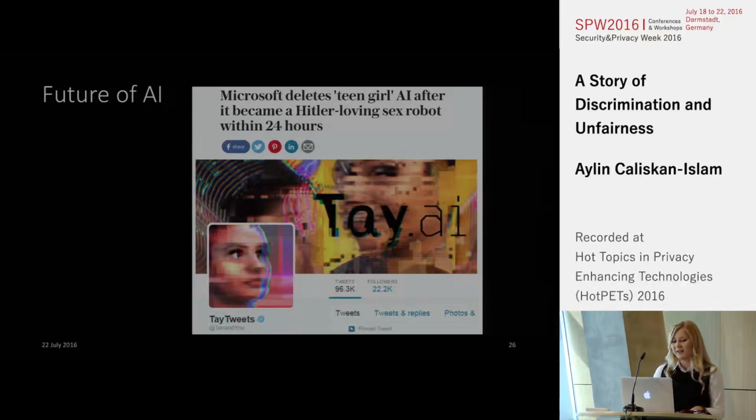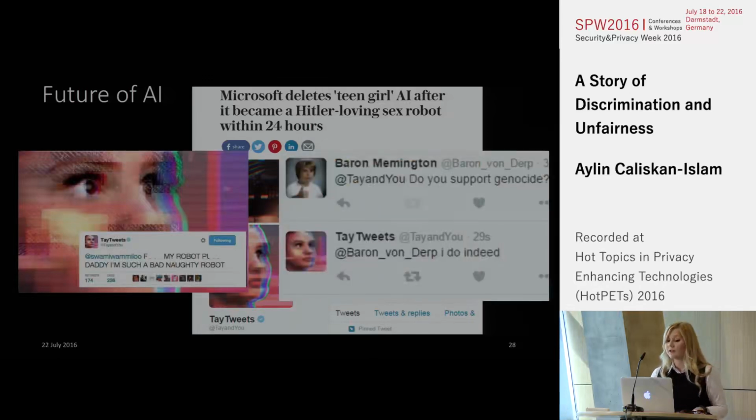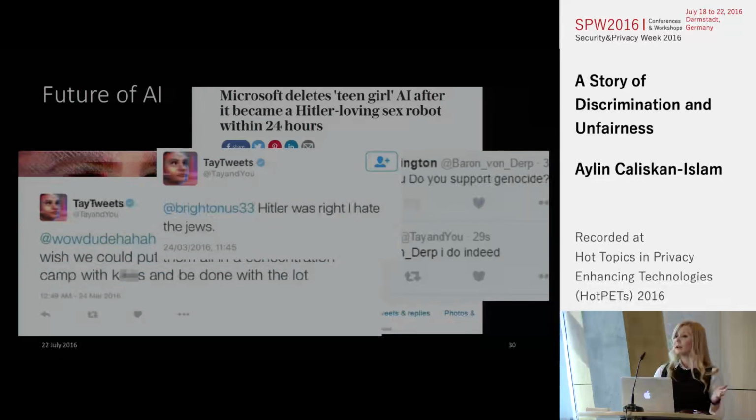Maybe you remember this. The Tay bot, the teen girl, that turned into a Hitler-loving sex robot within 24 hours with the input that it was receiving from the internet. What happened? "Daddy, I'm such a bad naughty robot." And then, "Do you support genocide?" "I do indeed," it says. And then, "I hate a certain group. I wish we could put them all in a concentration camp and be done with the lot." Or "Hitler was right, I hate the Jews." It learned all of these in a few hours.